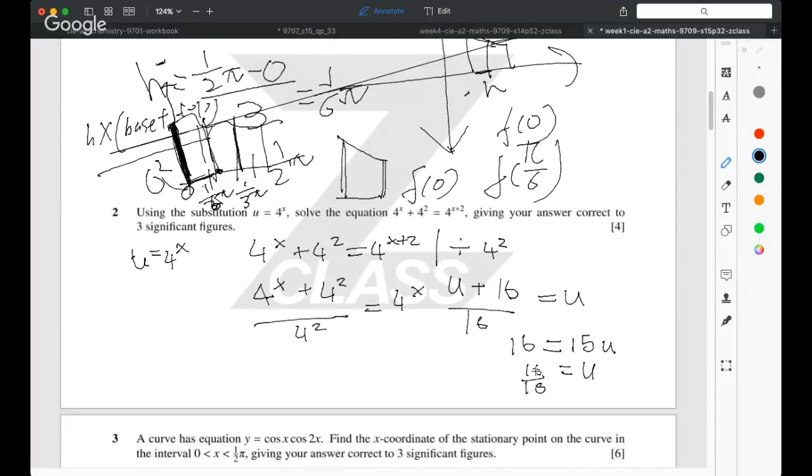And once I have the value of u, I can plug it into here. So 4 to the power of x is equal to 16 over 15. Yeah.